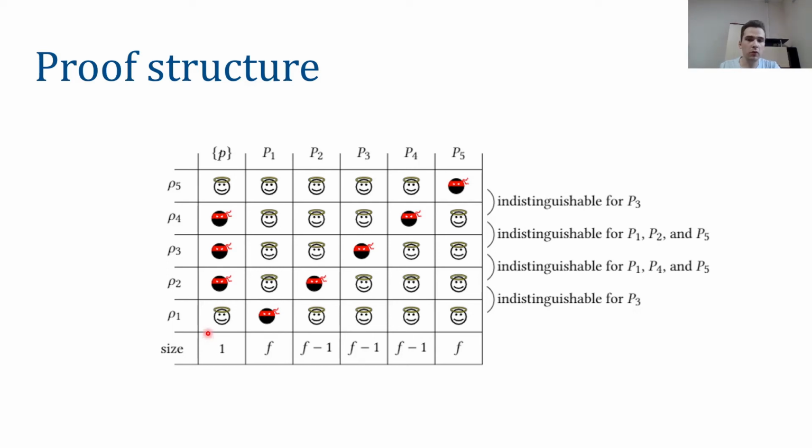We construct a chain of executions where the first and the last executions in the chain, row 1 and row 5, are the executions from the definition of an influential process. Moreover, each pair of the adjacent executions in this chain is indistinguishable for some correct processes. Hence, all these executions must have the same consensus value. However, by construction, executions row 1 and row 5 have different consensus values, and this is a contradiction.